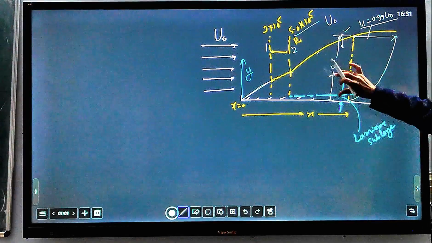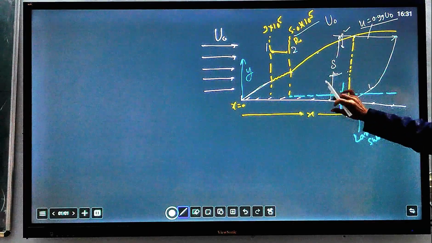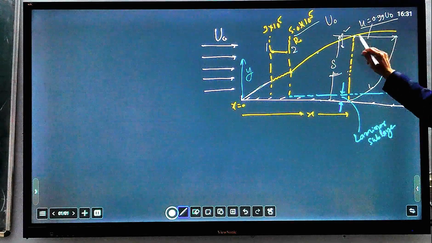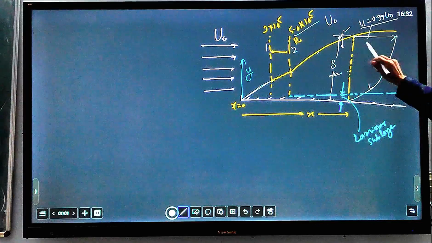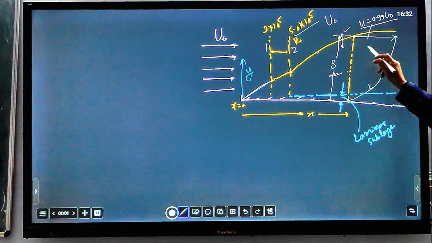distance. And that's why the region of influence of this surface, where flow is affected by the boundary of the surface, increases and reaches maximum at this point. And beyond this flow becomes fully turbulent. This is where we define boundary layer thickness.